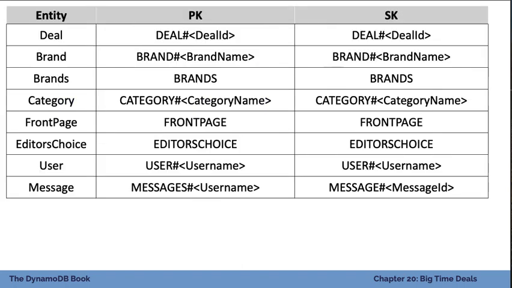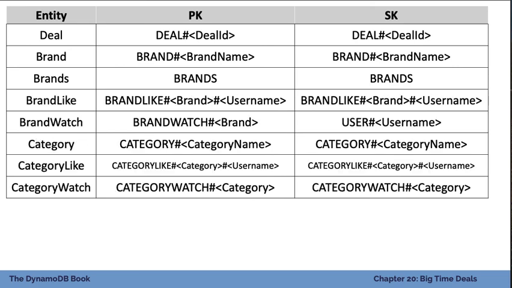If we look at our entity chart here, I'm not going to walk through each of those because you can if you want to, but we've got 8 different entities here. These are the big core ones. We also have the brand like, brand watch, category like, category watch here as well. So 12 different types of things we're representing here.